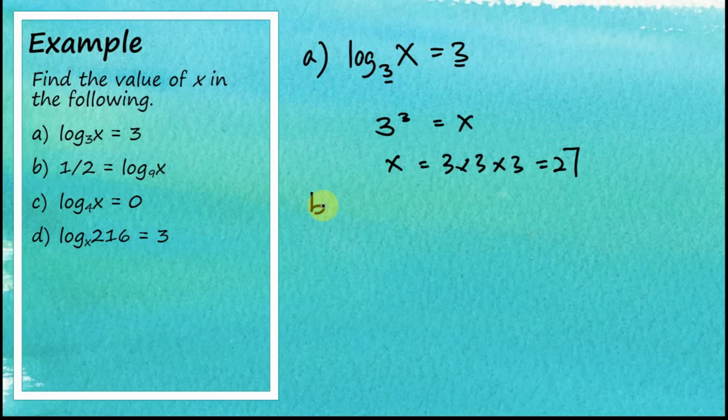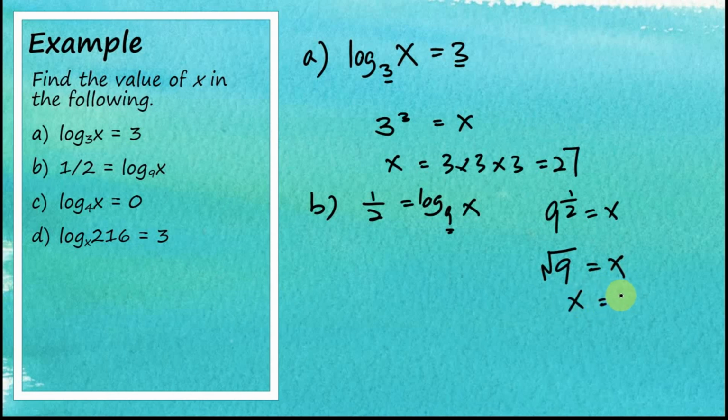Let's see question B. We have 1 over 2 equal to log base 9 of x, and straight away we can tell that 9 is the base, so 9 to the power of 1 over 2 equals x. When we learned index numbers, we know that if the index is a fraction, this shows that it is a root. If the denominator of the index is 2, it is the square root. So 9 to the power of 1 over 2 is equal to the square root of 9, which equals x, and therefore x equals 3, or positive 3 or negative 3.